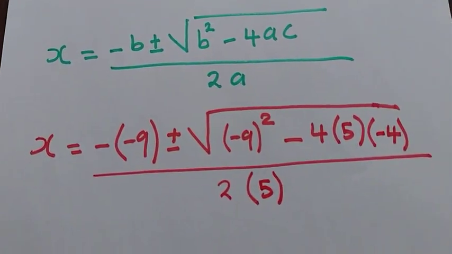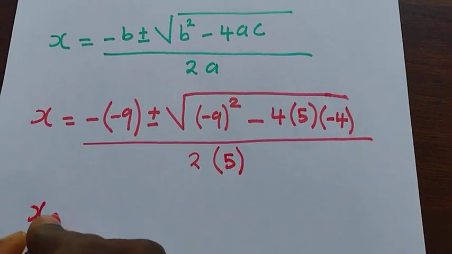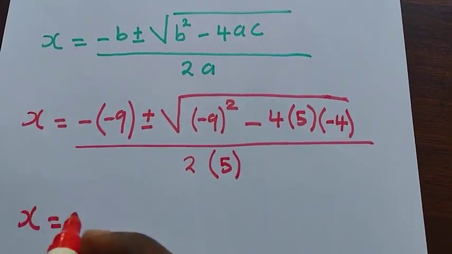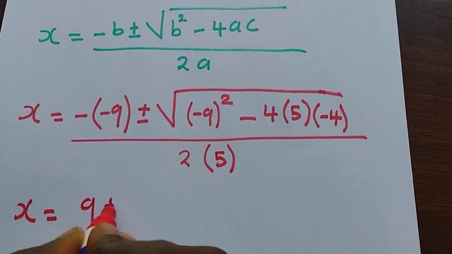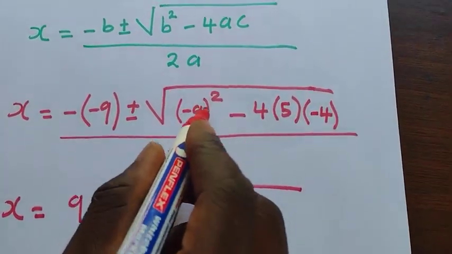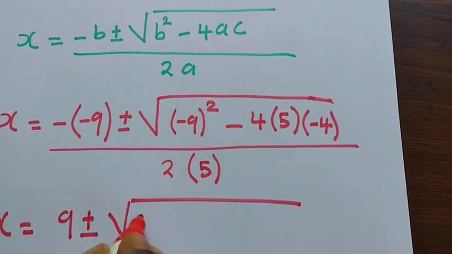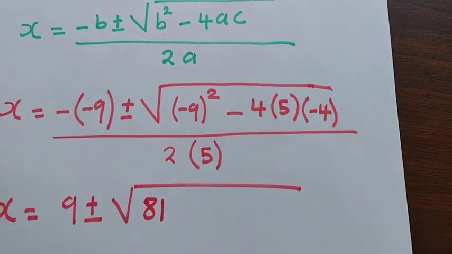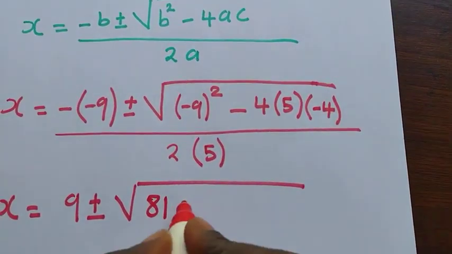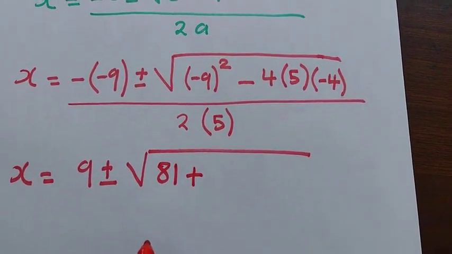I do hope that you are following, okay? From here, we say x equals negative times negative is a positive 9 plus or minus the square root of negative 9 squared in brackets, which is negative 9 times negative 9, which is going to give you positive 81, okay? Negative times negative, it's a positive. Very simple, okay?